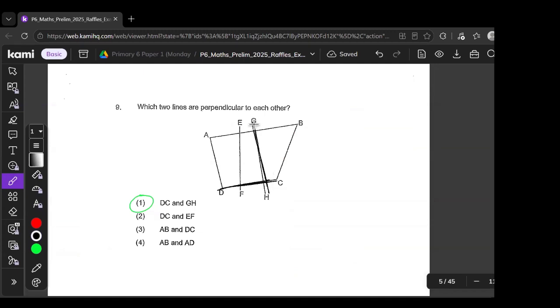So how do you look for two lines that are perpendicular? Look for an L shape, look for a T. When you see an L or T, you are actually looking for a right angle. Look for a right angle.